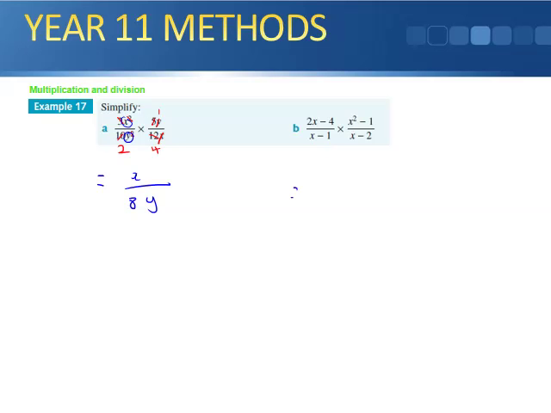Same thing here, but before I do that I'm going to factorize, so I'm going to get 2x minus 2 here divided by x minus 1, because you can't cancel just x's, you have to do the whole thing. And then I've got x squared minus 1 becomes x minus 1 and x plus 1 when I factorize that one, and I've got an x minus 2. Now if that confuses you, you can put this in brackets. So this whole bracket cancels with this whole bracket. This one here cancels with this one here. So the only thing that we're left with is 2x plus 1.